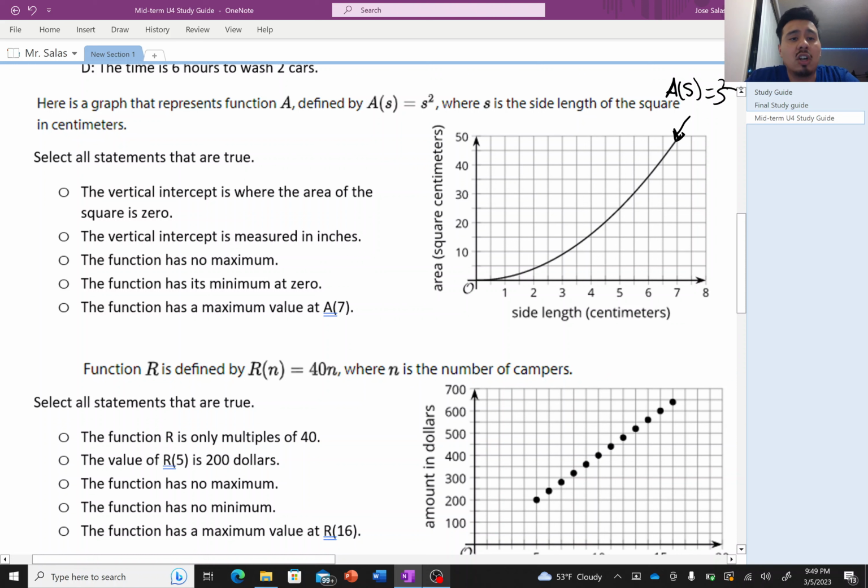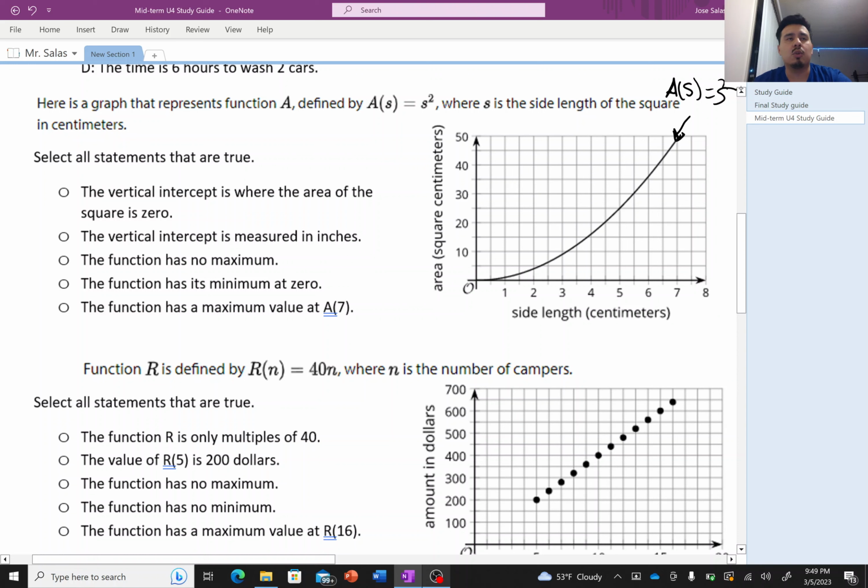We're going to be selecting all statements that are true. In the midterm that we took the first time around, we had a lot of issues selecting all these statements that are true. So let me guide you with my thought process so that you understand how I interpret these problems and look at every answer choice carefully and try to see if it makes sense with my graph. It says the vertical intercept is where the area of the square is 0.